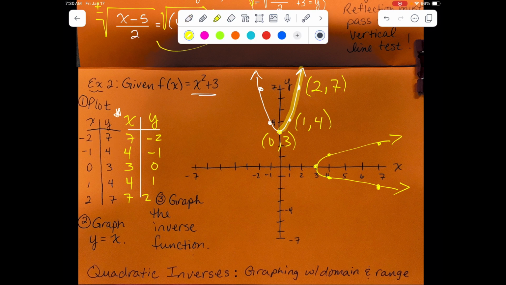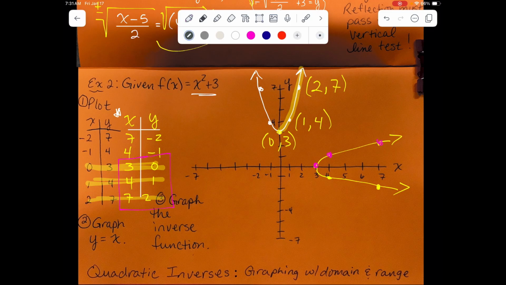Well, if I look right here, we have 0, 3, 1, 4, and 2, 7. The reason I highlighted that is because those are the only inverse coordinates that I want to look at. I only want to look at these 3 coordinates right here. So I want to look at over 3, 0, which is right here, over 4, up 1, which I'm highlighting in pink, and over 7, up 2.